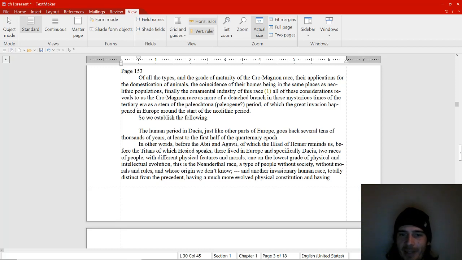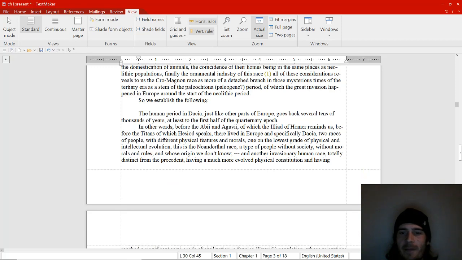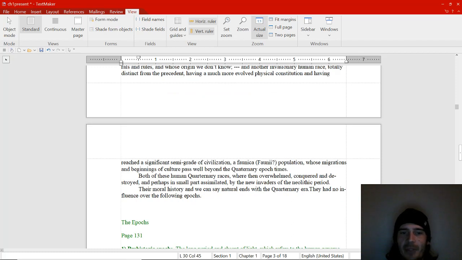This is the Neanderthal race, a type of people without society, without morals and rules, and whose origin we don't know, and another invasionary human race, totally distinct from the precedent, having a much more evolved physical constitution and having reached a significant semi-grade of civilization, a faunica, which might mean the fauni, which is related to the Satiri. This is where I'm starting to question if these Cro-Magnon people are the Satiri. A faunica population whose migrations and beginnings of culture pass well beyond the Quaternary epoch times.